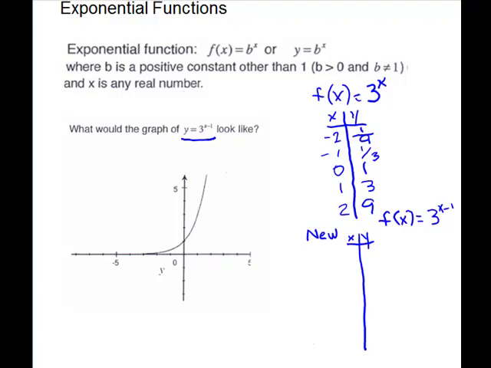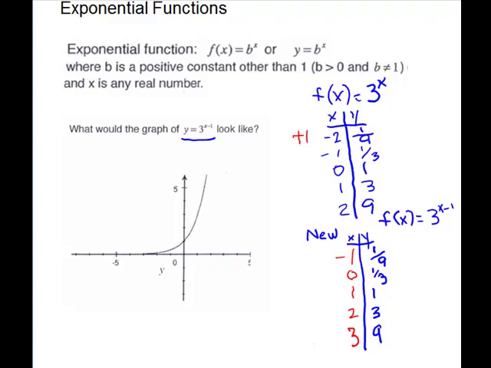So let's go to the table, and my x's are going to change. So I'm going to add 1 to all my x's. So this will be a negative 1, 0, 1, 2, and 3. The y values are not going to change, so we'll just bring them down. So 1/9, 1/3, 1, 3, and 9.